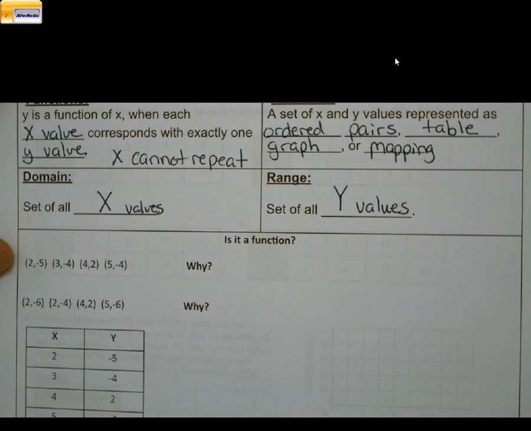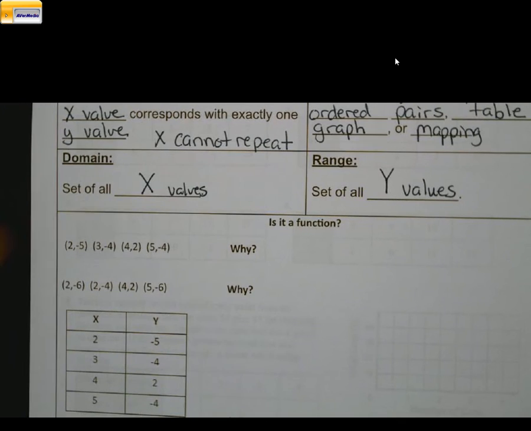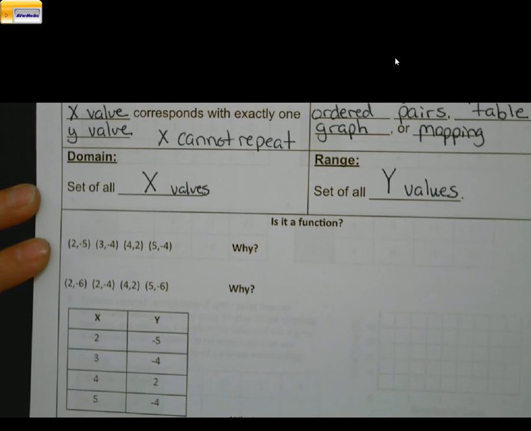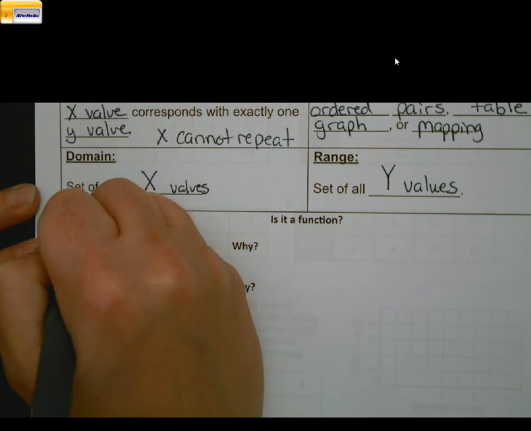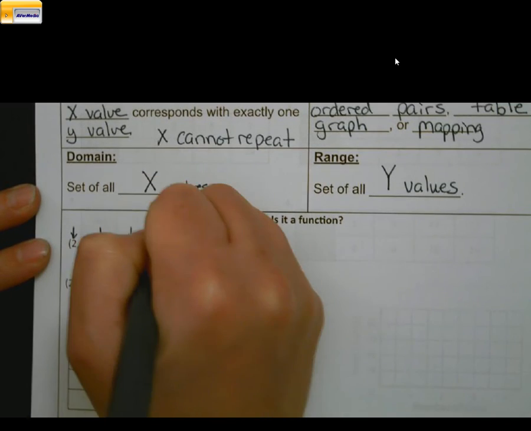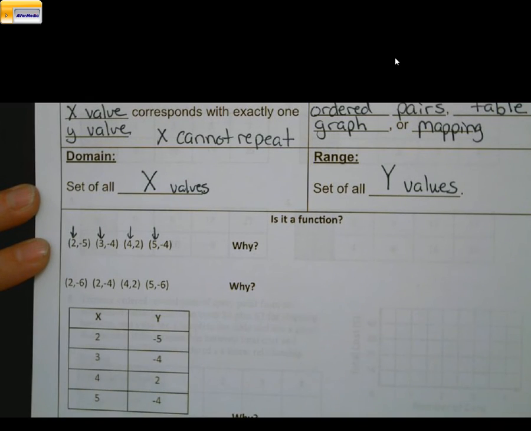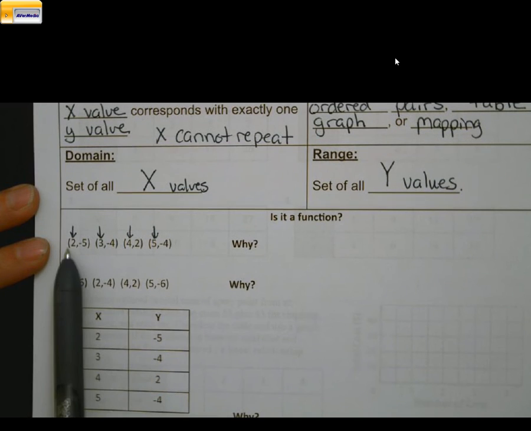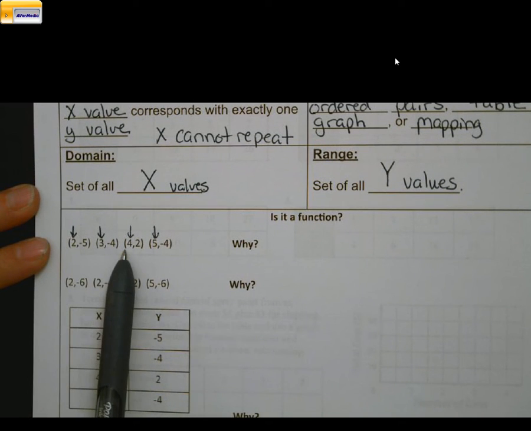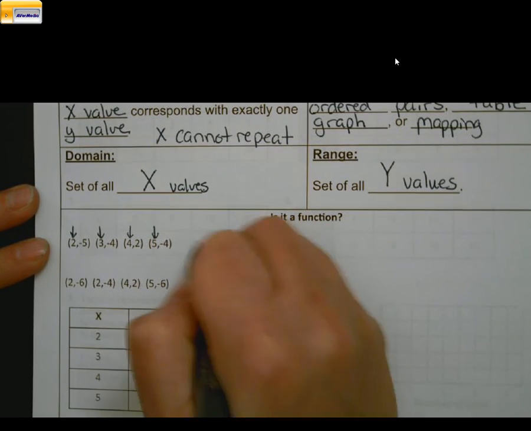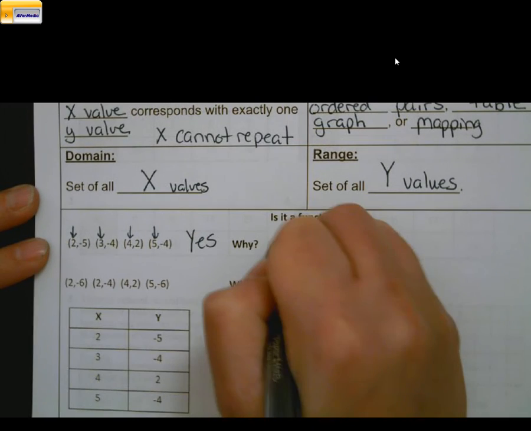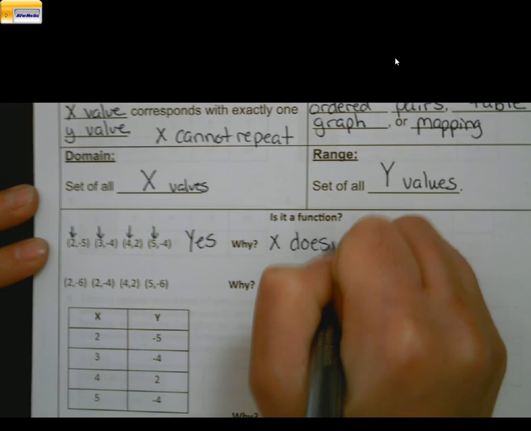Now let's look at some examples. So first one I'm going to look at here are my ordered pairs. What I like to do is kind of draw arrows to all of my x values. Next thing I'm going to do is look and see, do any of those repeat? Let's see, I've got 2, 3, 4, and 5. Nothing repeats. So is it a function? Yes, it is, because x doesn't repeat.